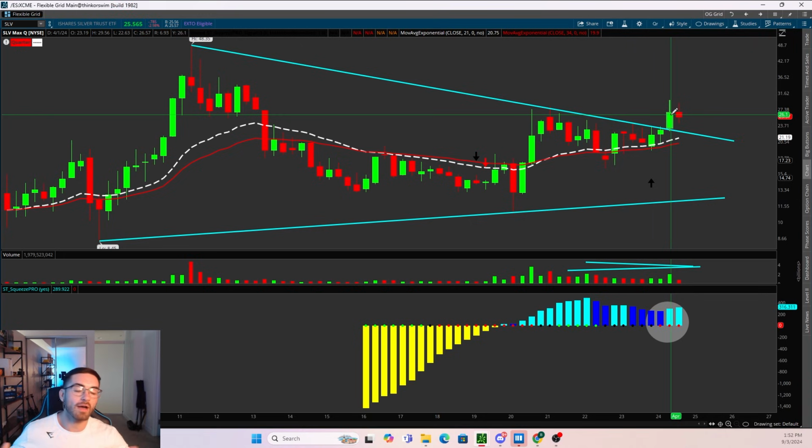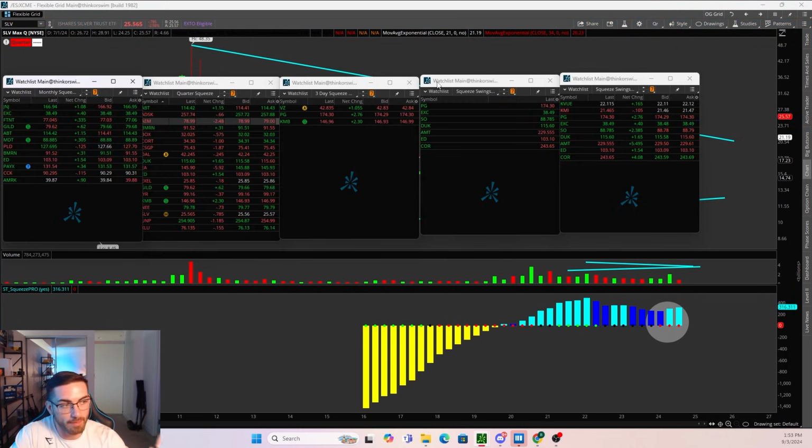So now, how do I find these setups? Like I said, I built scanners that pick up exactly what I like to look for in a swing trade. First, there has to be a squeeze. Second, it has to be holding above the 21 and 34 EMA. But then there's also a few other things that I threw into these scanners. But looking at them right now, there's tons of potential swing trades that we could possibly take.